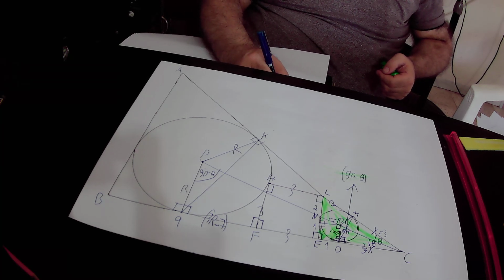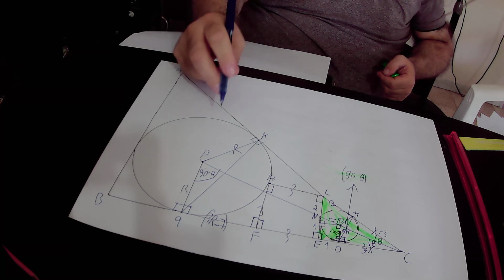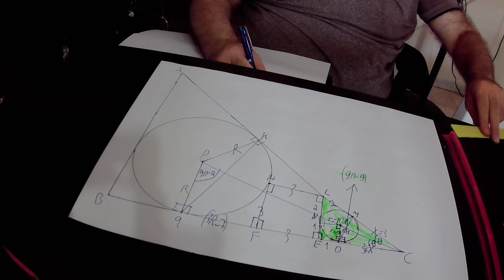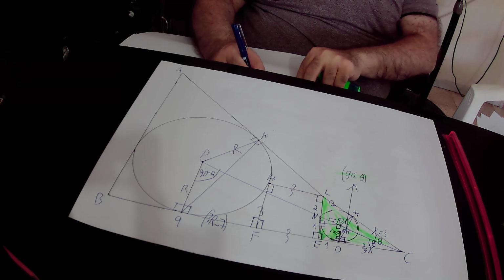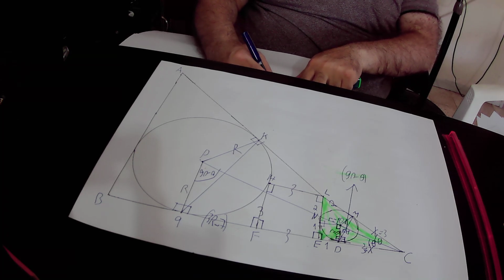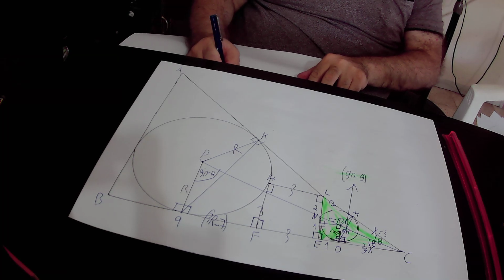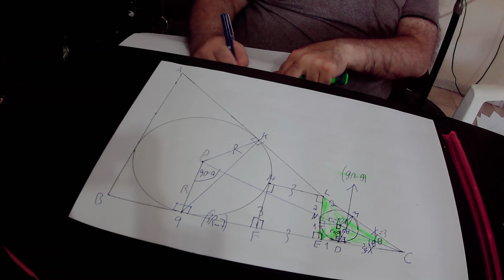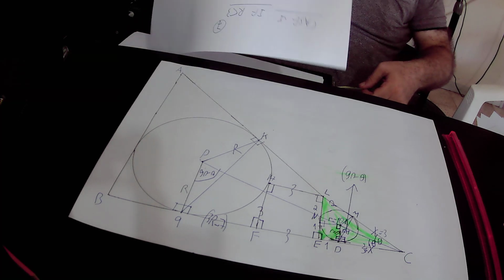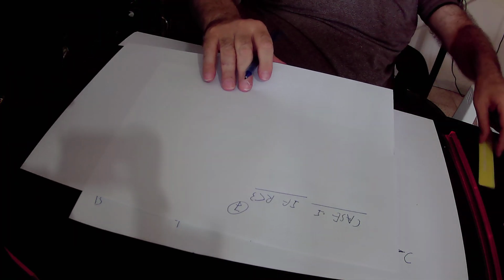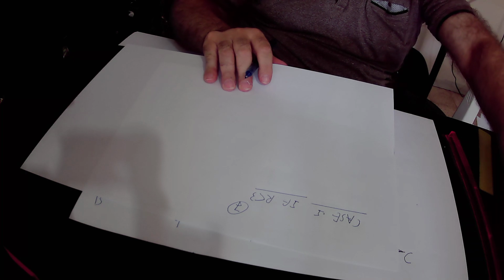In case number 1, we assume that the radius of this big circle is less than 3 units. So R is less than 3 units. Okay, in case number 1, R is less than 3 units.